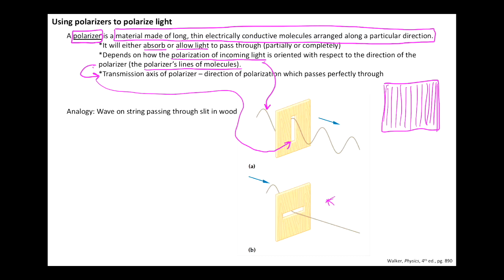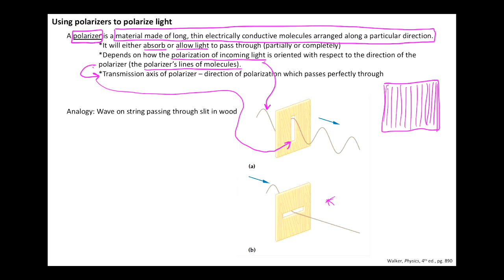Is this whether it's able to pass because it's in the same direction? Why is there a hole in the middle of the wood? Yeah. The hole in the middle of the wood represents, if you want to think of it like the gap in between the linear molecules in the polarizing material, roughly speaking.